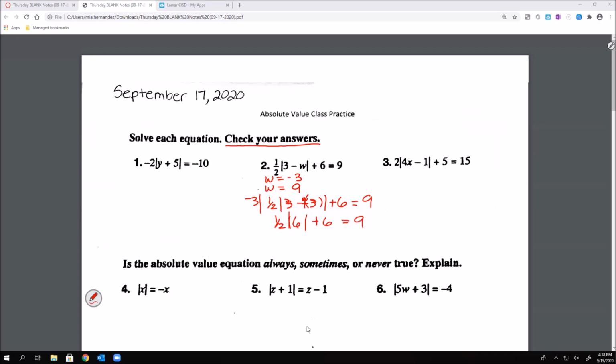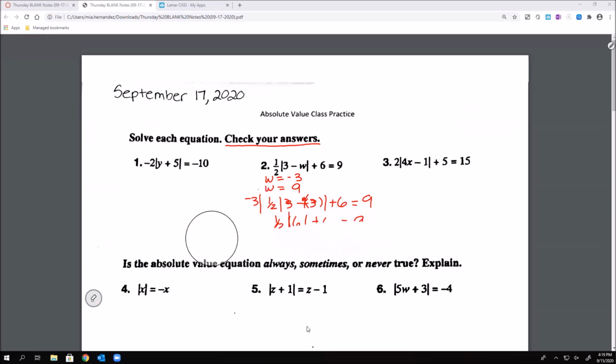So absolute value of positive 6 still comes out positive 6. So this is 1/2 times 6 plus 6 equals 9. Half of 6 is 3. Same thing as dividing by 2. So I get 3 plus 6 equals 9. And we know 3 plus 6 is 9. So it's going to say 9 equals 9. So our negative 3 checks out. So I was checking for negative 3.